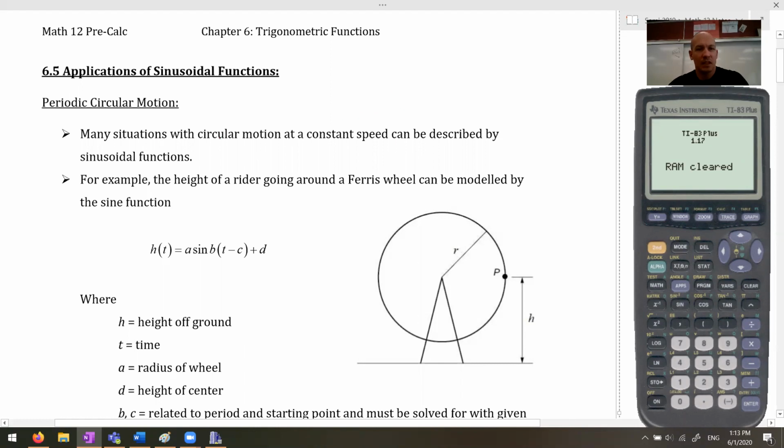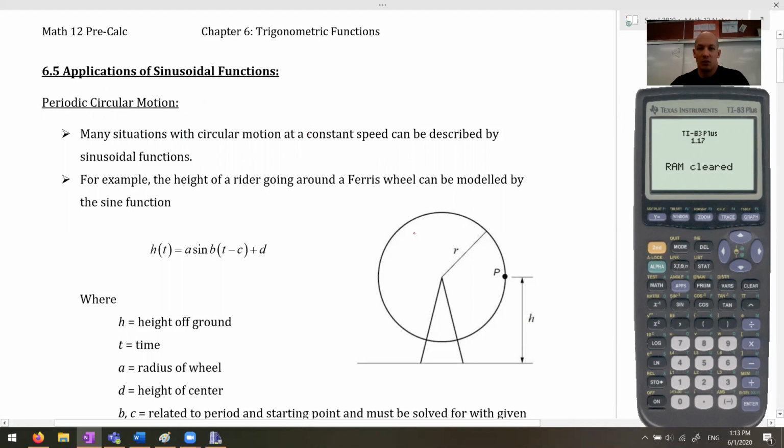So the idea here is periodic circular motion. We are going to be looking at all sorts of periodic circular motions. That's things that keep spinning around in a circle. If you have something moving at a constant speed and it's going in a circle, quite often we can describe it with a sinusoidal function.